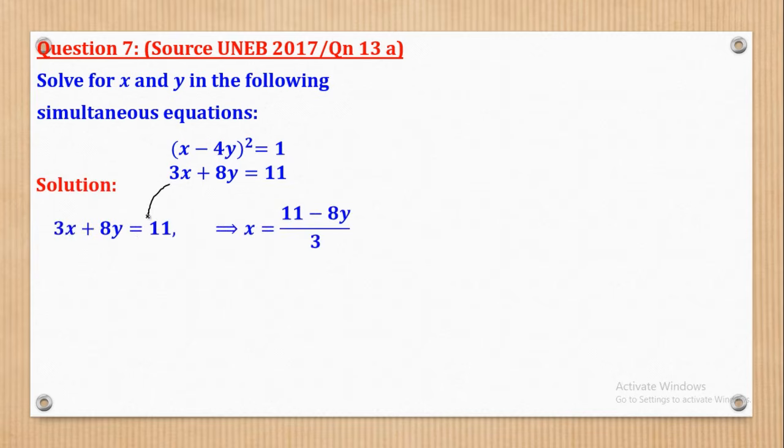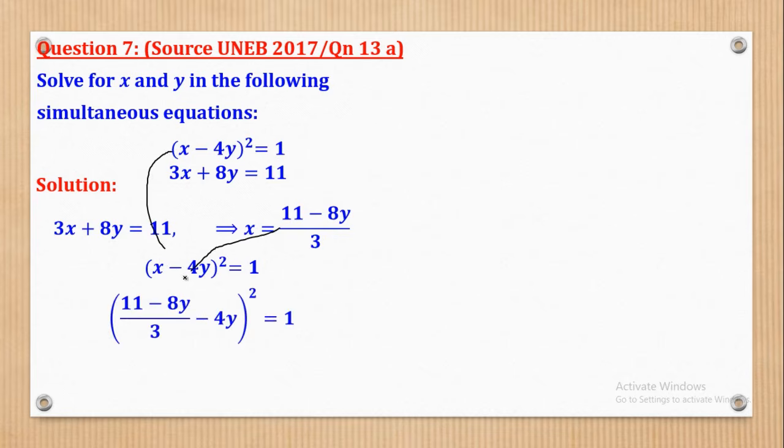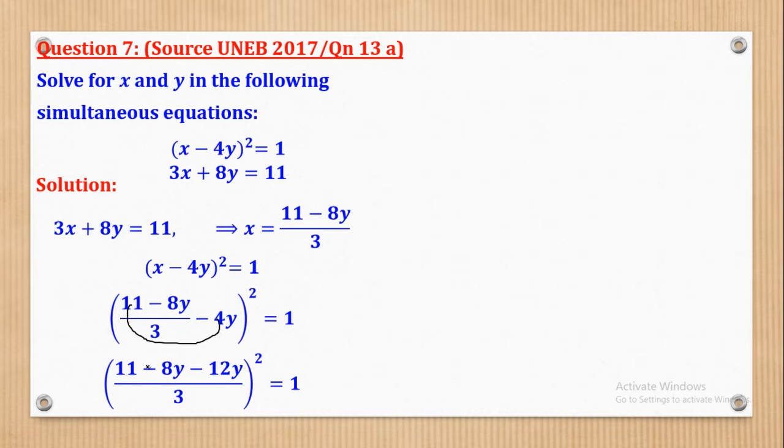Now from this second one, make x the subject, it will give you (11 minus 8y) over 3. Then from this first one, rewrite it and then substitute for x to be able to get an equation with only y. So in this bracket, get the LCM to come up with this expression. Then collect like terms, negative 8 minus 12 gives you negative 20.